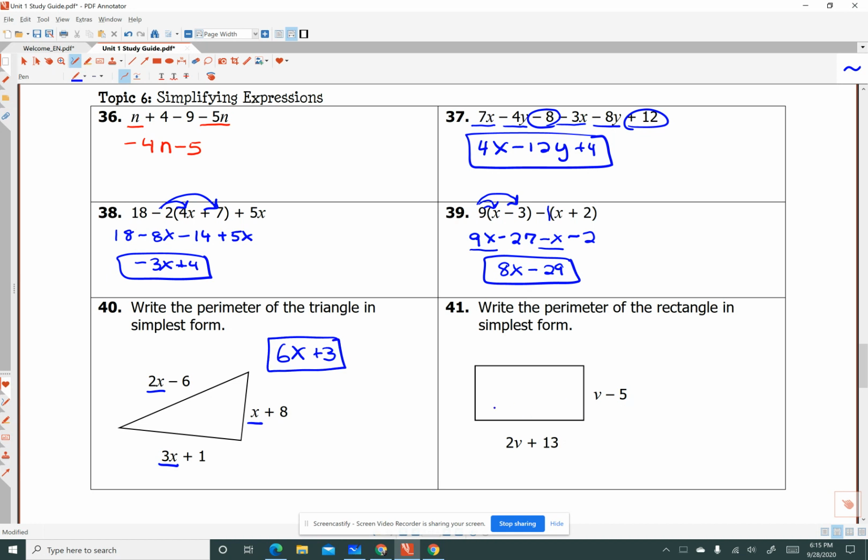Now, let's remember with a rectangle, we're going to have 4 sides. So we have 2v plus 13 and another 2v plus 13. And here we have on the right v minus 5. So on the left, we're also going to have v minus 5. So let's start with the v's. I have 2, 4, 5, 6, 6v. Now I've got 13 and 13 is 26 minus 5 is 21 minus another 5 is 16. 6v plus 16.